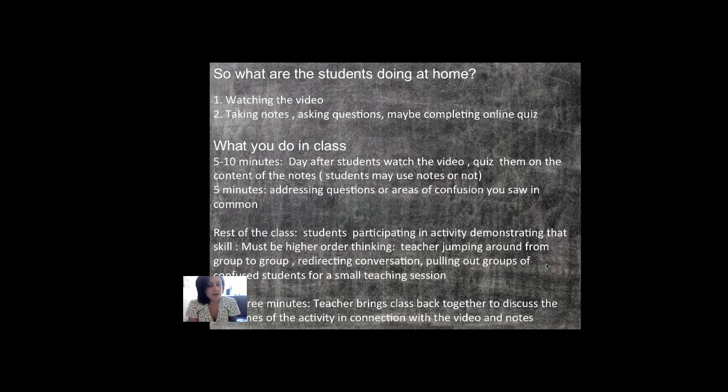What do you do? Students participate in actively demonstrating the skill. They have to be actively doing something. So for example, if I was teaching parallel construction, they would have to be actively working on something that's demonstrating that skill. And it can't be something simple like circle the noun. It has to be something more complicated than that, because now they have you there and they have each other. It has to be higher order thinking.